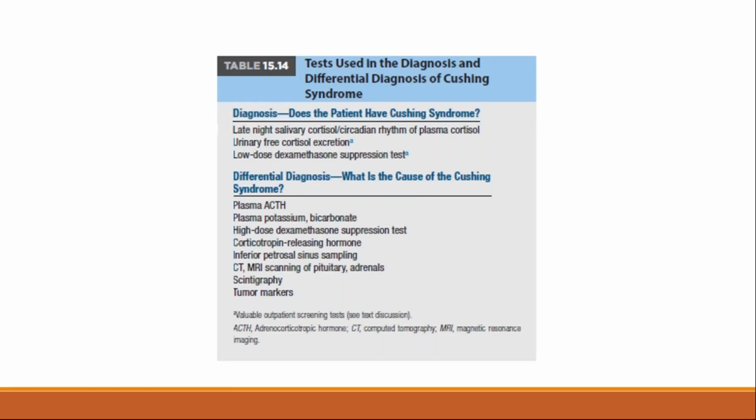Now coming to the tests that are used in diagnosis and differential diagnosis of Cushing syndrome. We should have the approach: does the patient have Cushing syndrome? And if yes, what is the cause of Cushing syndrome? First, we have to rule out Cushing syndrome, whether the patient actually has it or not. If yes, then what can be the cause? We'll discuss these tests in detail and the approach to a patient with Cushing syndrome.